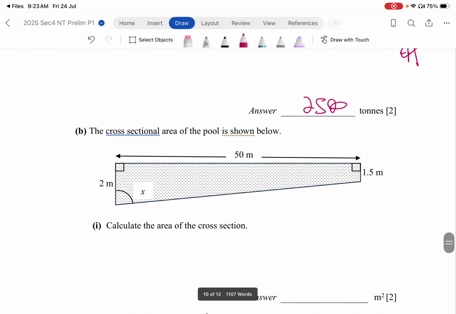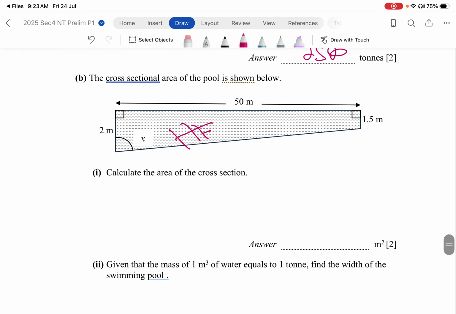The cross section area of the pool is this part, the shaded part. So they want to find the area of the cross section. There are two ways. One way is to use the area of a trapezium because this is a trapezium shape. Half times the sum of the parallel sides, 2 plus 1.5, times the height 50. That gives 87.5.